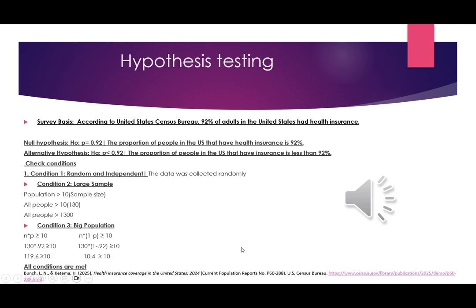Condition 1 is that it's random and independent. This was stated, the data was collected randomly. Condition 2 is a large sample size, so 10 times 130 is 1300. Condition 3 is a big population, and that is n times p is greater than or equal to 10. So it is 130 times 0.92, and that is 119.6. And n times 1 minus p is greater than or equal to 10, and that's 130 times 1 minus 0.92, and that's 10.4.